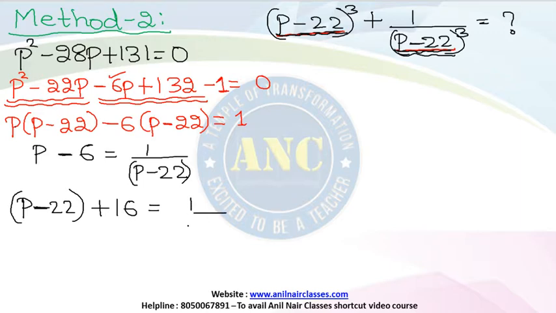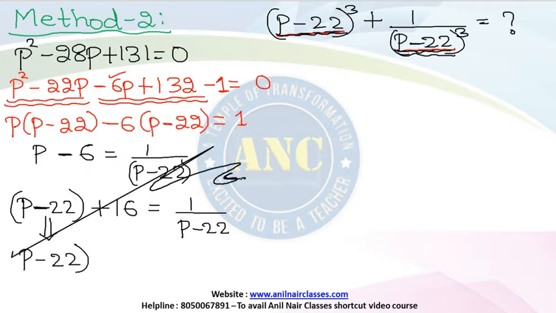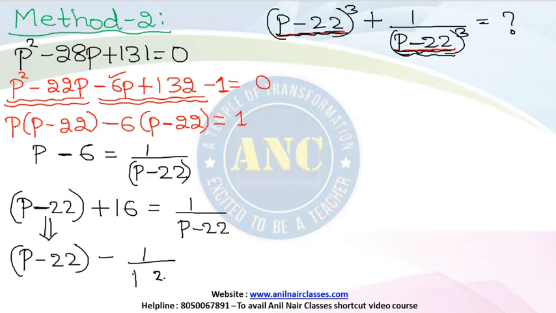Right hand side same thing, I will write it once again. Now if you observe carefully, this p minus 22 I will write exactly the same way, and the right hand side, whatever I have as 1 divided by p minus 22, I will shift it to the left hand side. It becomes minus 1 divided by p minus 22, right? And the left hand side plus 16, I will shift it to the right hand side. It becomes minus 16.